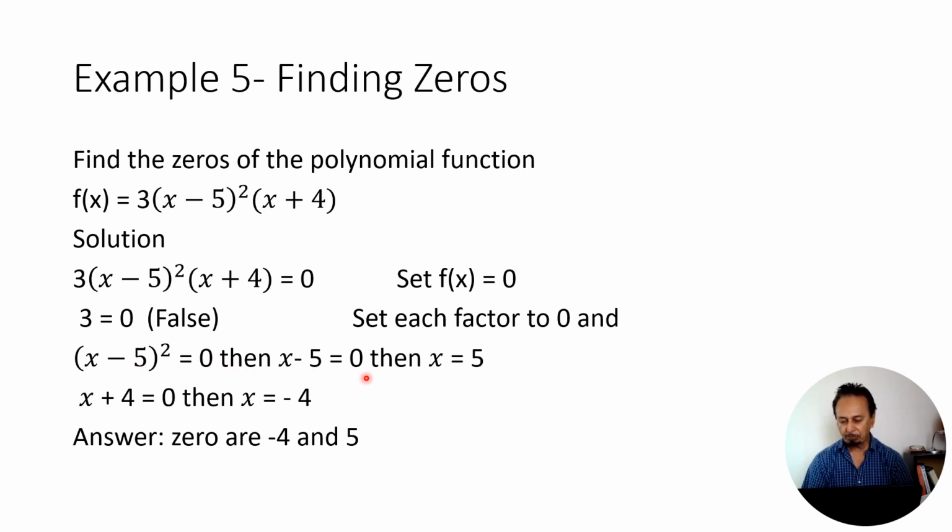Move the negative 5 to the right, and it becomes x equals 5. So 5 is our 0. Then set x plus 4 equals 0, and move 4 to the right, it becomes negative 4. So we have x equals negative 4. So this is our next 0. Now we rewrite all the zeros. We write from smallest to largest: negative 4 and 5.